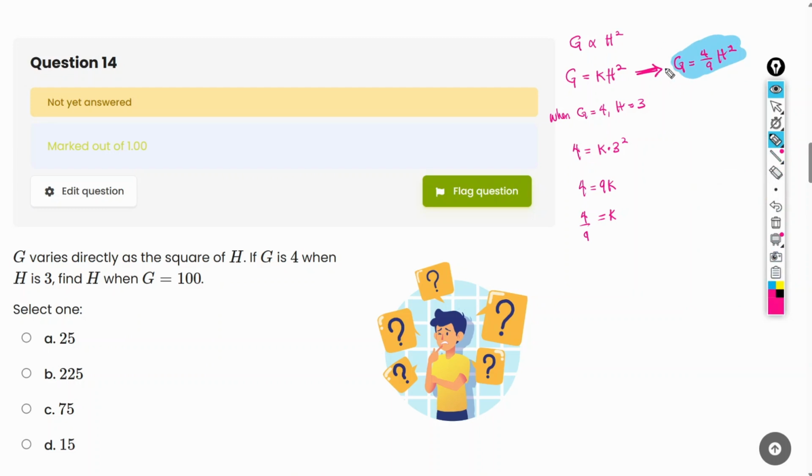The next thing we are asked is to solve for H when G is 100. So we can just plug in. 100 is equal to 4 over 9 times H squared. So that's 900 is equal to 4H squared. Divide both sides by 4, we have 225 is equal to H squared. Now when you take the square root, you have H as 15. So H is equal to 15. That's option D.